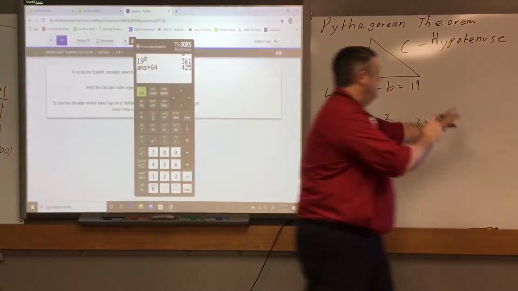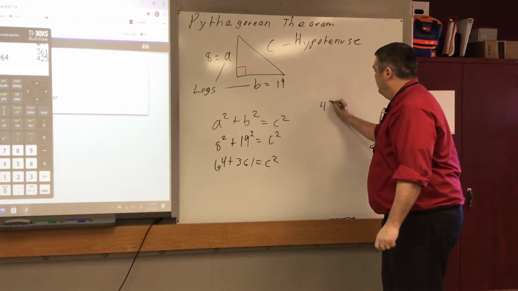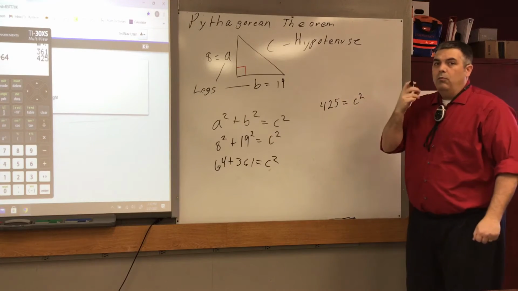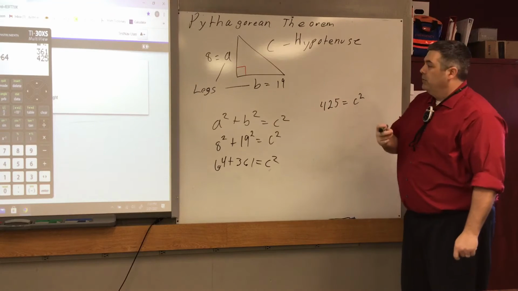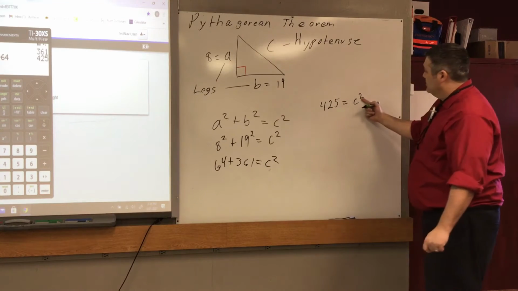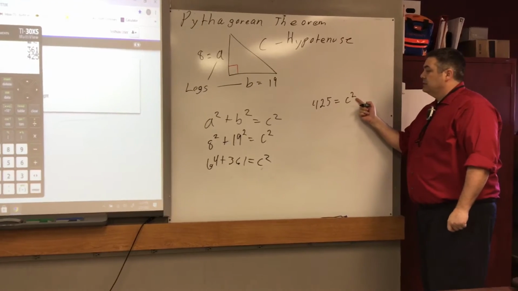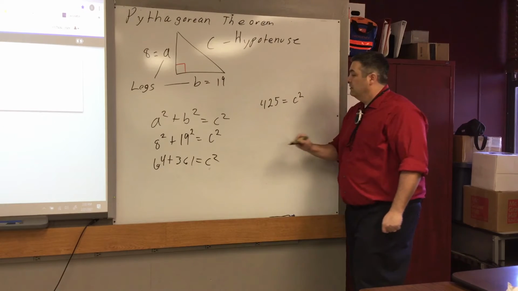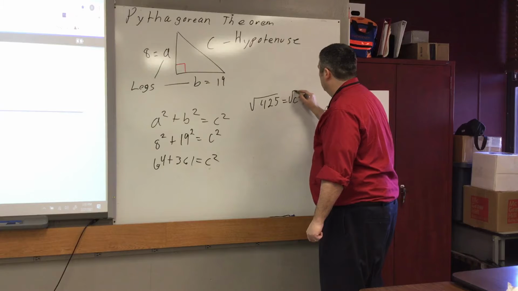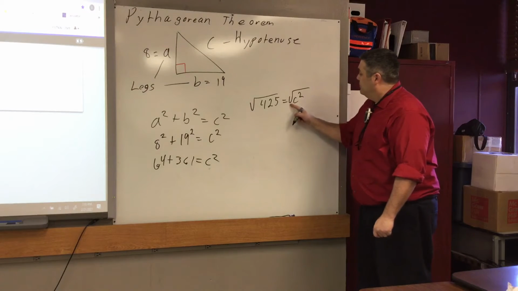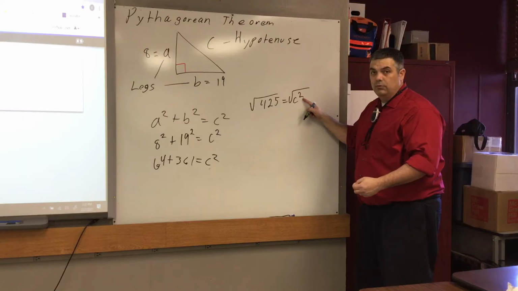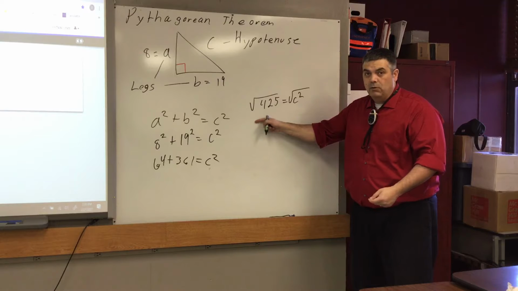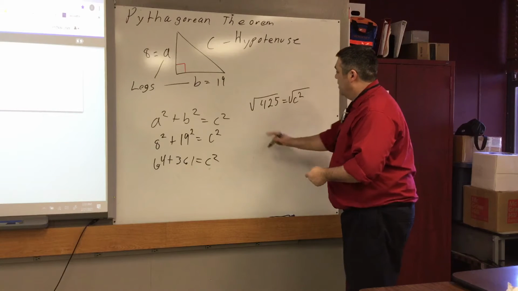I'm going to move up here so we have a better view. 425 equals c squared. But I want to know what c's value is. I have this little square up here, and the opposite of squaring something is taking the square root of it. So I'm going to take the square root of both sides, because when I do that, it undoes the square. But if I do that to this side, I have to do it to that side also. That's how this works.